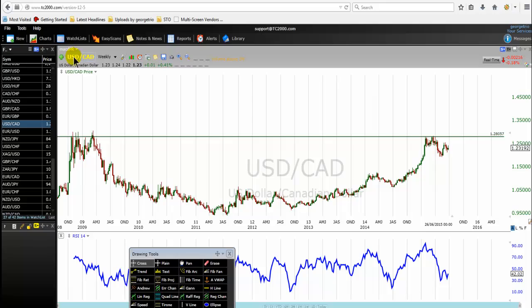All right? But I'm comparing this time the US dollar to the Canadian dollar currency pair. I want to compare the USDCAD to the USDJPY. In theory, normally these two currency pairs should go up together. Dollar Canadian and dollar yen should go up together, and they should go down together. But it is not always the case.